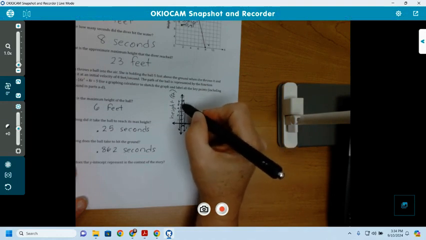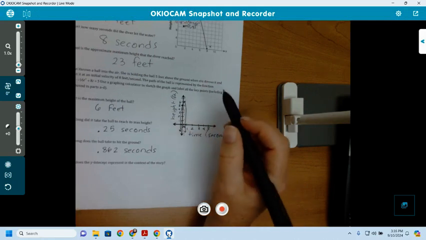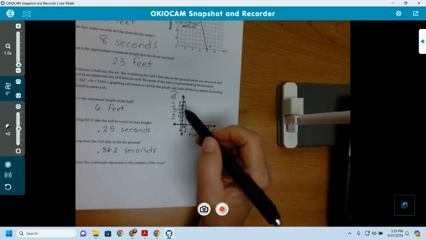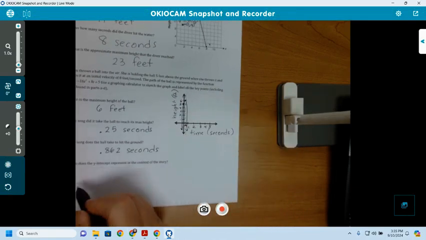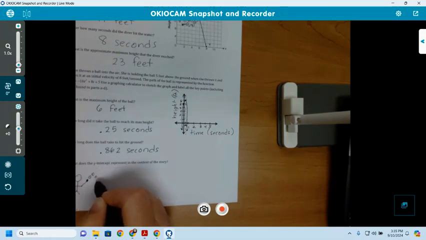So it looks like the y-intercept is 5. Remember, we are talking about someone throwing a ball. So I would say that this y-axis represents the person throwing the ball. Here's the ball. They throw it, goes up, and then it goes down.